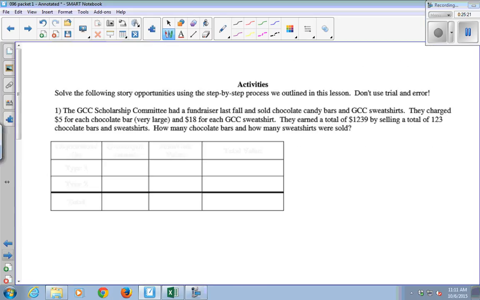Okay, so in your activities, I gave you some charts to help you get started. And if you did not finish the solving systems of equations activities, you can go back to that, and then we'll pick up with more time to work on these activities next class.